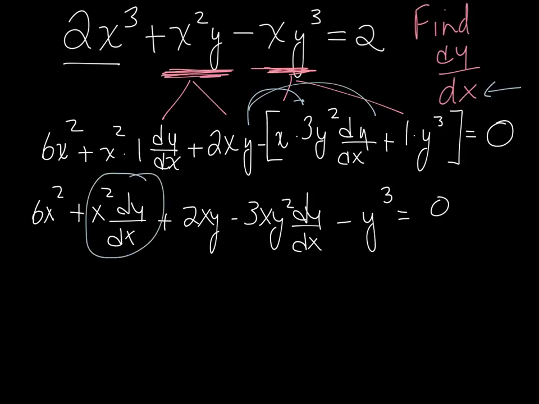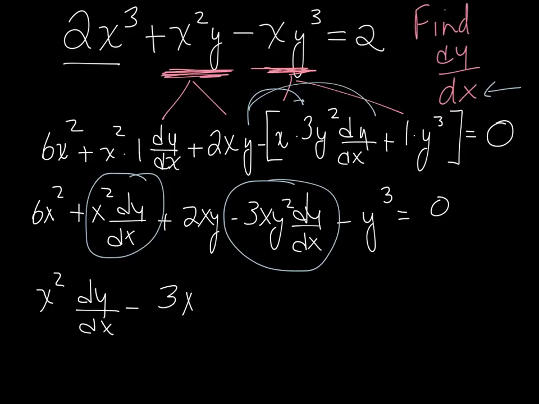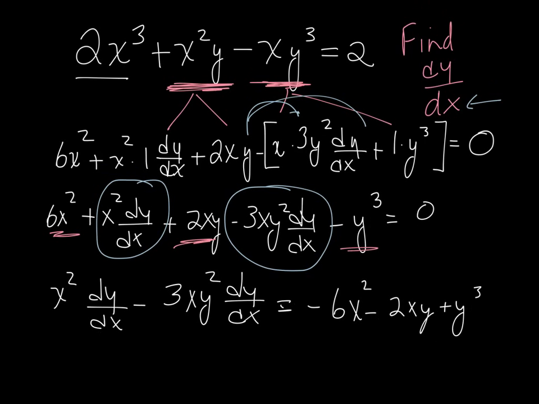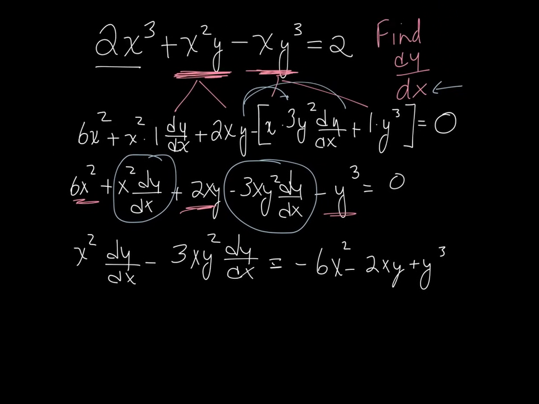Then everything that has a dy/dx I'm going to leave on this side because that's what I'm trying to solve for: 3xy squared dy/dx. Everything that does not have a dy/dx, I'm going to chunk to the other side. So when it gets chunked, the sign changes to xy and then plus y cubed. And then I'm almost home free.